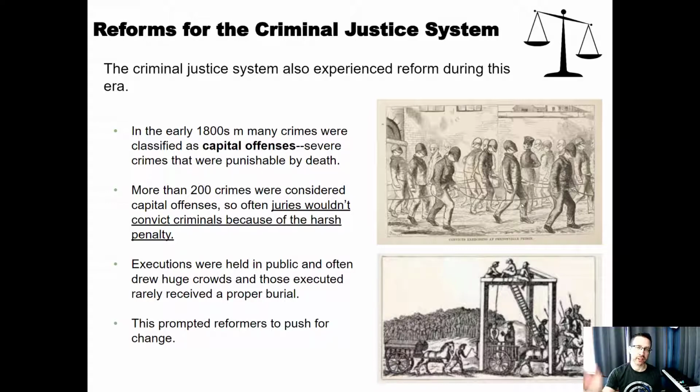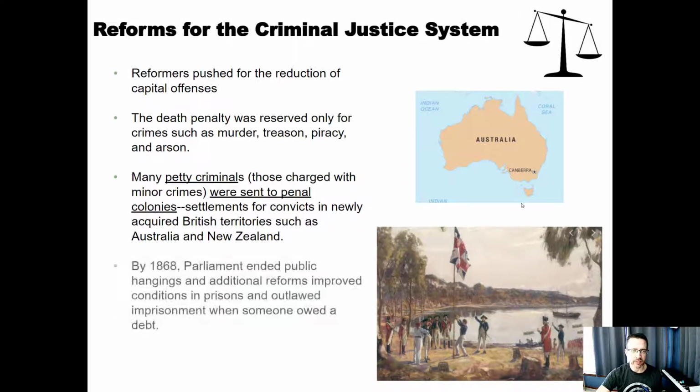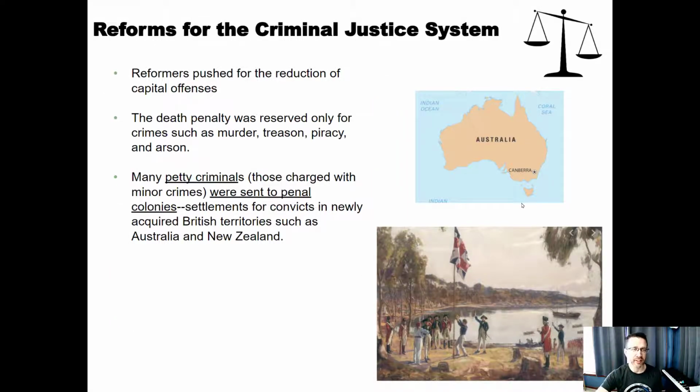So again, early 1800s, Industrial Revolution, more people are educated, growing middle class. Another thing is social reform or criminal justice reform. And we also have, like we mentioned, you don't have to write all this down, please don't. Okay. Reformers pushed for a reduction in capital offenses. So the death penalty was now only for murder, treason, piracy, arson. Arson could potentially kill someone. So people that had petty crimes might be sent to a penal colony.